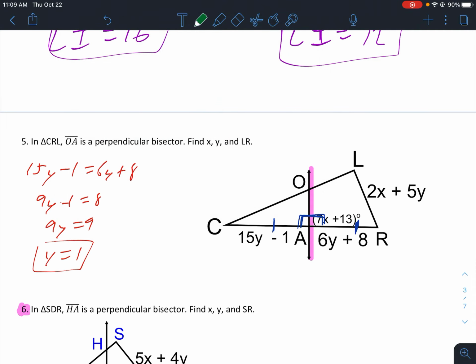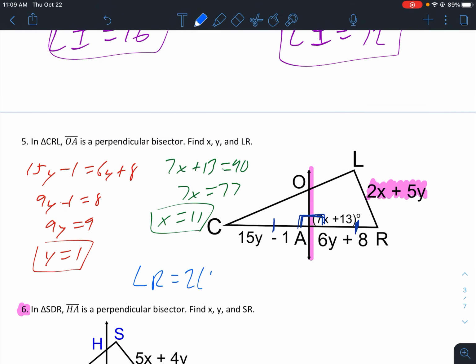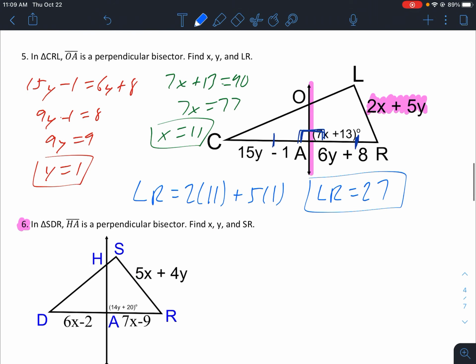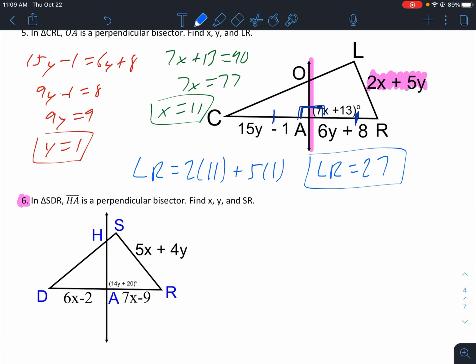My second equation, I know that this angle right here is a right angle. So I know 7x plus 13 must be 90. Subtracting 13 and dividing by 7 gives me x equals 11. So the final thing we got to do is find LR. So LR is 2x plus 5y, which is 22 plus 5, or 27. Please pause the video there and try number 6.